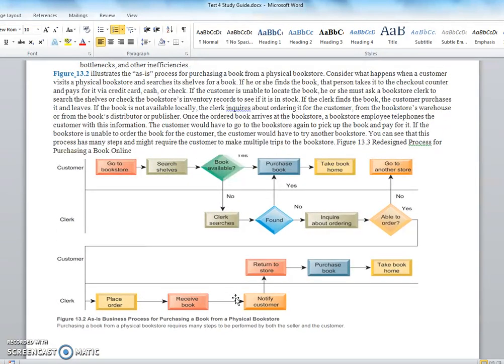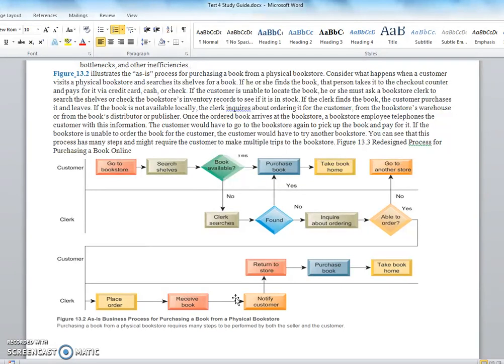Consider what happens when a customer visits a physical bookstore and searches its shelves for a book. If he or she finds the book, that person takes it to the checkout counter and pays for it via credit card, cash, or check. If the customer is unable to locate the book, he or she must ask a bookstore clerk to search the shelves or check the bookstore's inventory records to see if it is in stock. If the clerk finds the book, the customer purchases it and leaves.